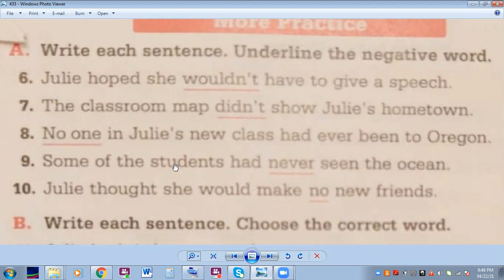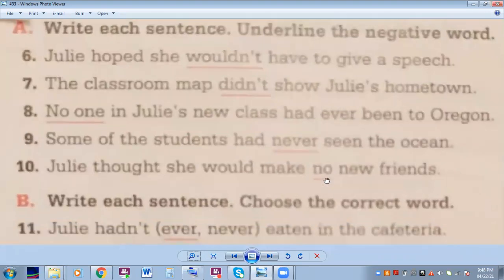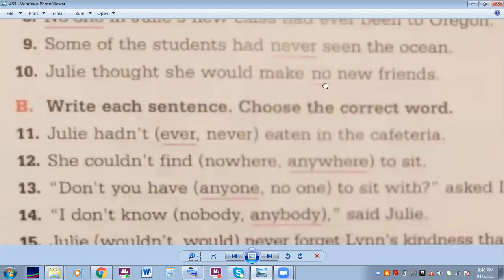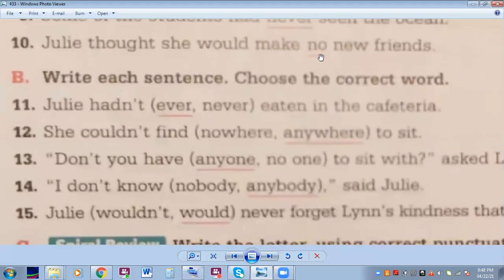No one in Julie's new class had ever been to Oregon. No one, negative word. Some of the students had never seen the ocean. Never, negative word. Julie thought she would make no new friends. No, negative word. Okay? Here, we're going to read these and decide why we chose the answers that we did.